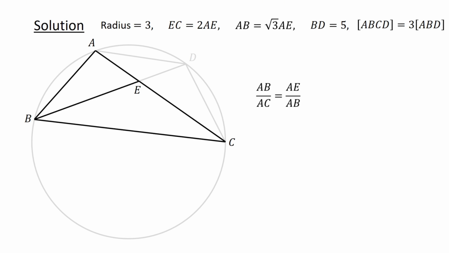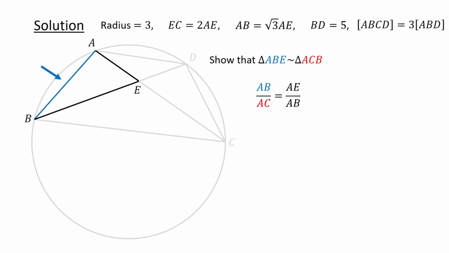Next, consider this part of the diagram, which consists of triangle ABE and triangle ACB. Let's show that triangle ABE is similar to triangle ACB. The left-hand side of this equation is the ratio of the side AB of triangle ABE to the side AC of triangle ACB, while the right hand side is the ratio of the side AE of triangle ABE to the side AB of triangle ACB.